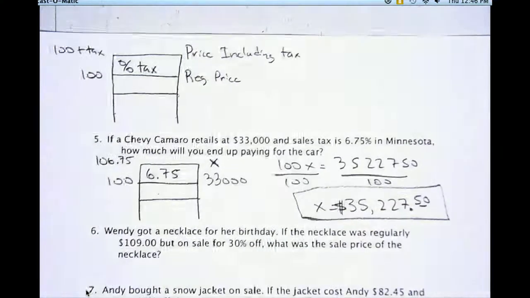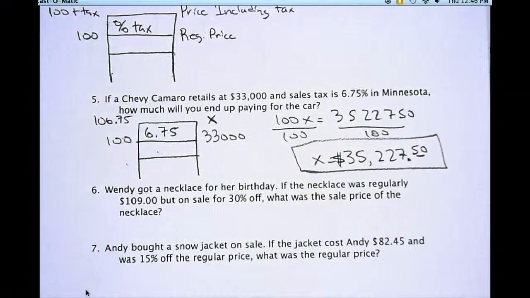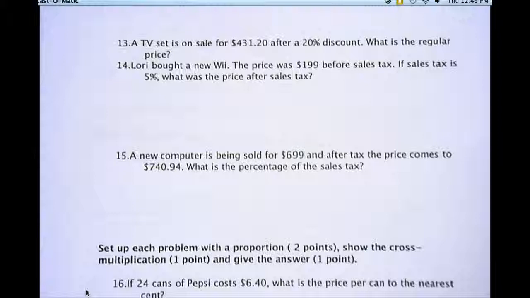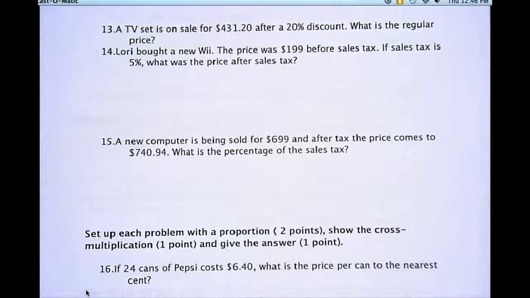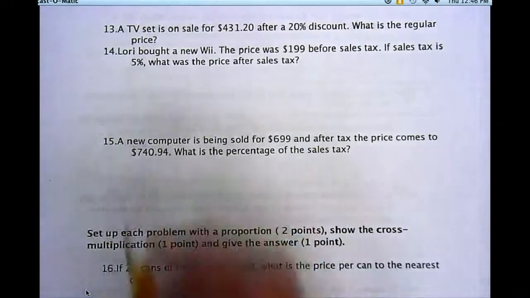But not all the time is it going to be a price increase like that. Sometimes you might have to find out how much it has increased. Here's an example of that, number 15. A computer is being sold for $699. After tax, the price comes to $740.94. What's the percentage of sales tax? So let's do number 15.